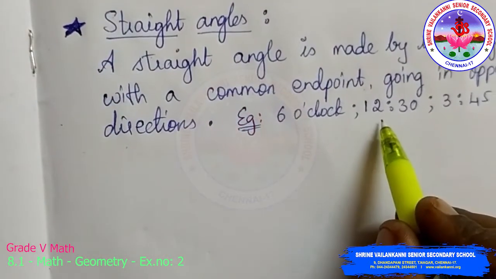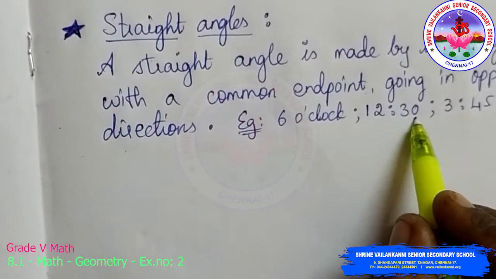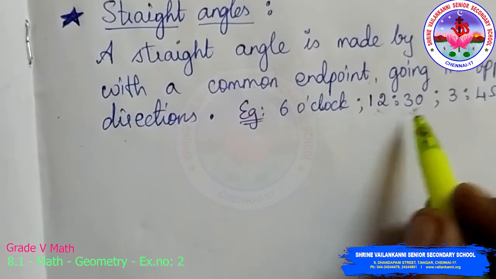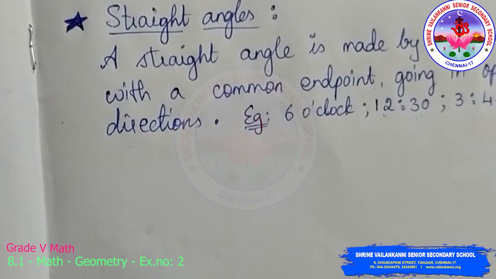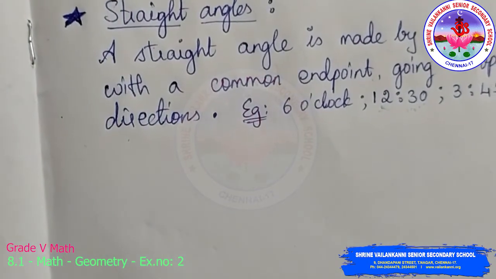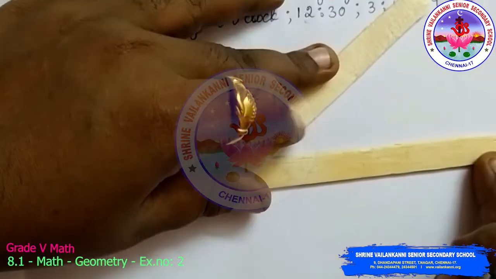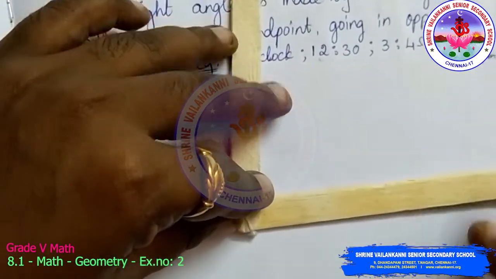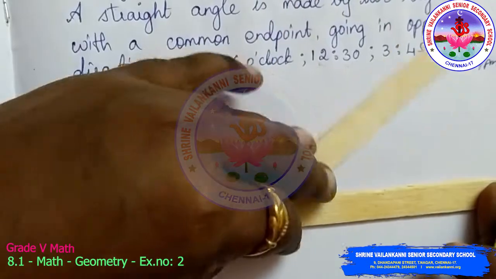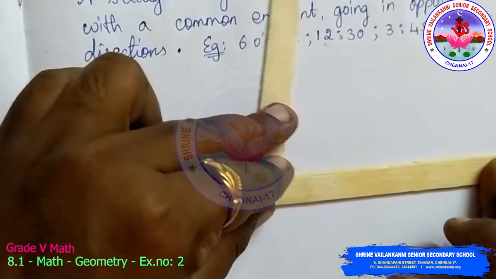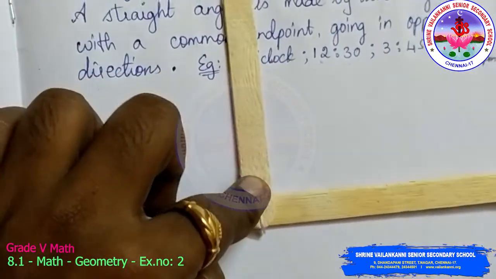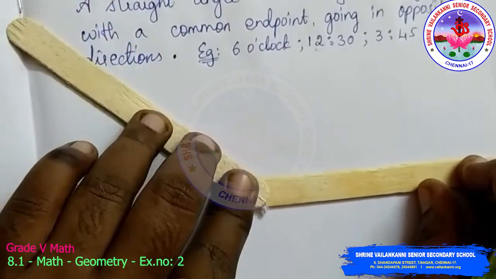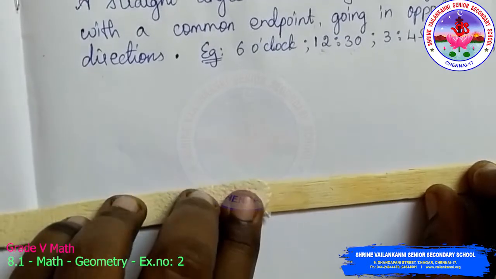Even for more examples, at 12:30, the two needles will be in a straight line. At 3:45 also, if you see, it will be a straight line, following one arm. This is the second arm. See, this is 90 degrees. Any angle smaller than that is an acute angle. From the acute angle, 90 degrees is a right angle. Greater than that is an obtuse angle. See, like this.